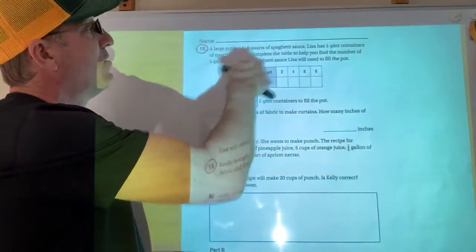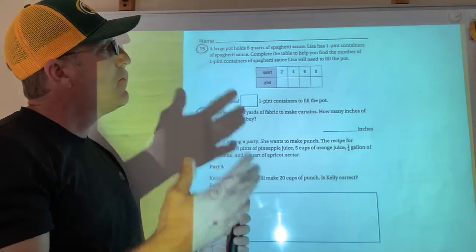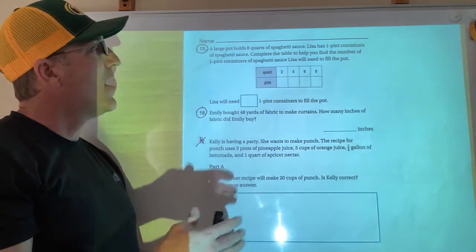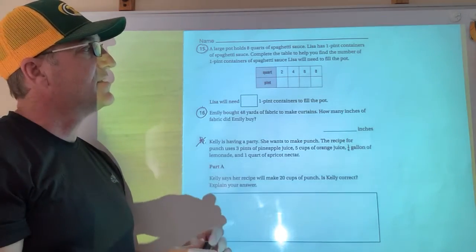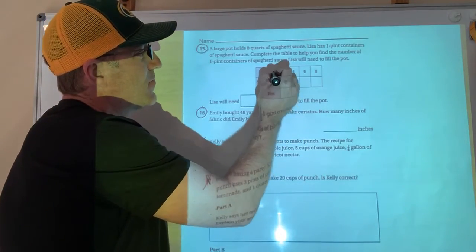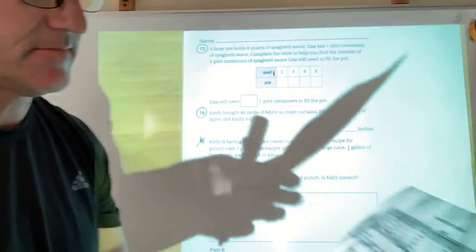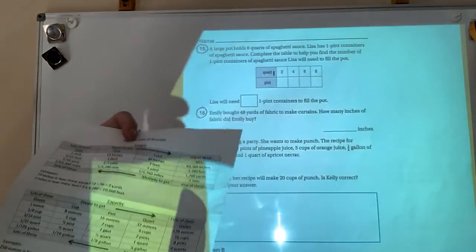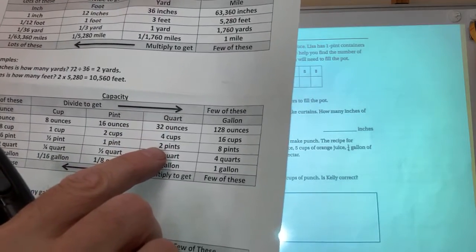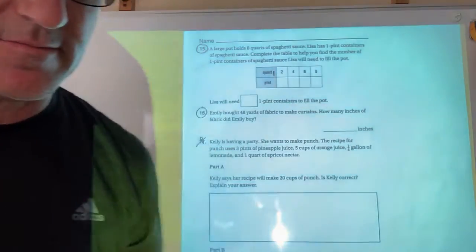So a large pot holds 8 quarts of spaghetti sauce. Yummy. Lisa has 1 pint containers of spaghetti sauce. Complete the table to help you find the number of 1 pint containers of spaghetti sauce Lisa needs to fill the pot. One thing that you could do is put a 1 here, and then 1 quart is how many pints? Well, I would look at my capacity, and I'm going quarts to pints, so it's 2. Okay, 1 quart is 2 pints.